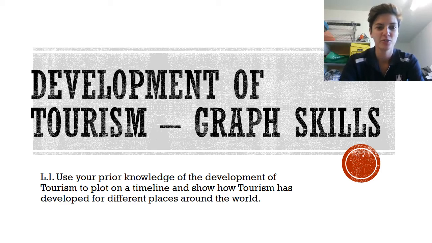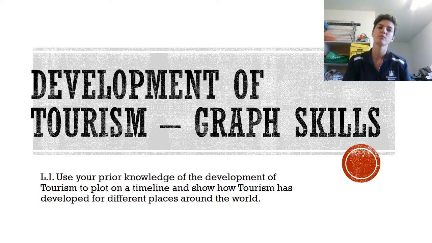Alright guys, so this one is about the development of tourism, and we are also incorporating some graph skills into this. So it's what we did at the start of the term when we talked about how tourism has developed, but we're going into some more detail. We're going to look at some events that have shaped different tourism around the world, so what has affected Europe and America, that sort of thing. Alright, and we're going to plot them on a graph, and I'm going to help you out with that.